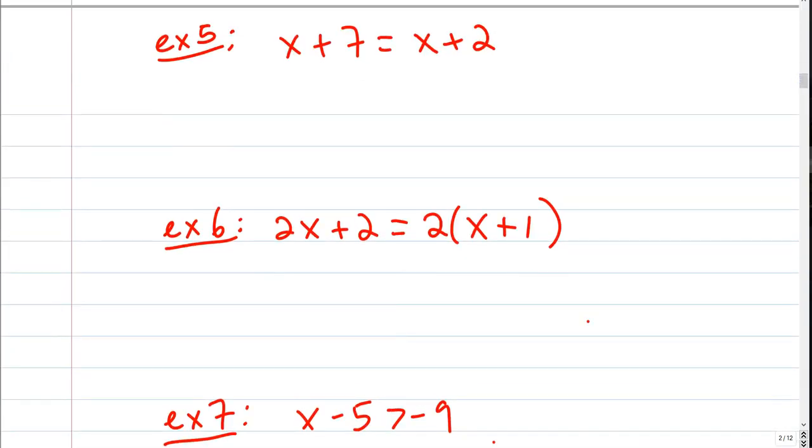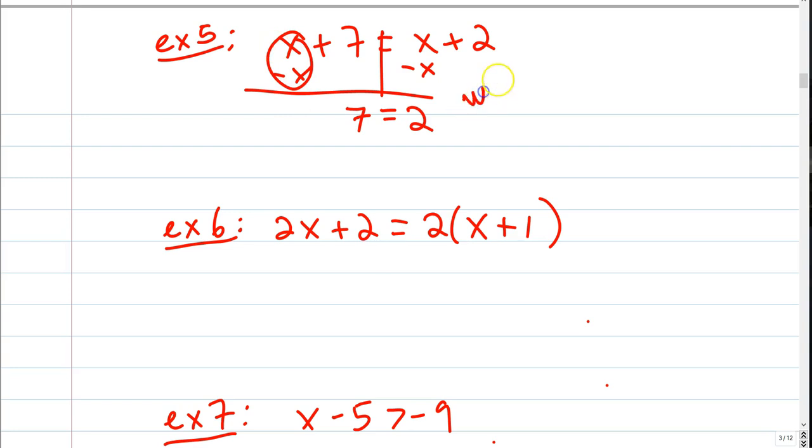How do I solve this? This looks pretty easy. Well, I need to get the x on one side. If I move it over, I'm left with 7 equals 2. I'm solving for x. By the way, x minus x is not 1x. They zero out, right? So I'm left with 7 equals 2.